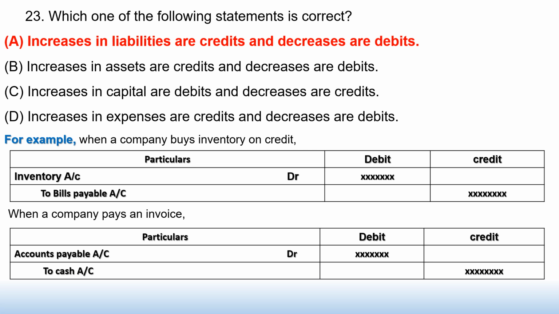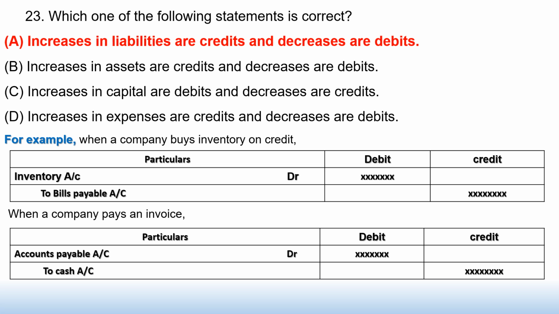Which one of the following statements is correct? Option A, increases in liabilities are credits and decreases are debits. B, increases in assets are credits and decreases are debits. C, increases in capital are debits and decreases are credits. D, increases in expenses are credits and decreases are debits. Answer option A, increases in liabilities are credits and decreases are debits.